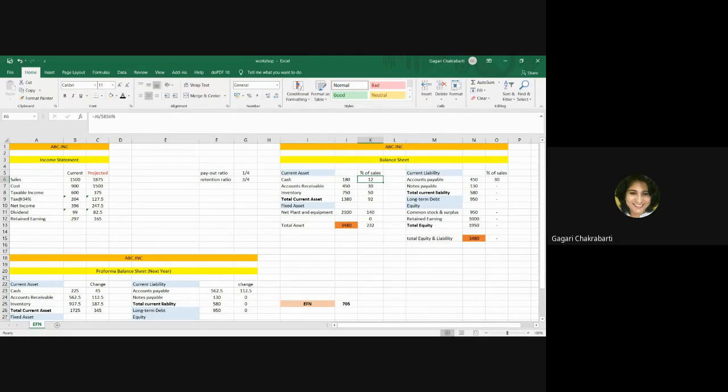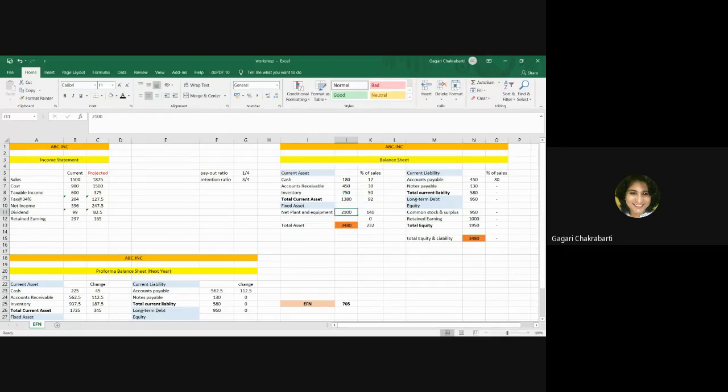Next, it is the accounts receivable. The accounts receivable is 450. This 450, we consider it as a percentage of sales. Similarly, inventory as a percentage of sales. Then we try to calculate the total current asset, which is nothing but the sum of these three items. So this is our total current asset.